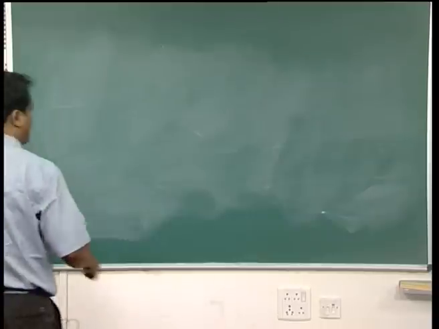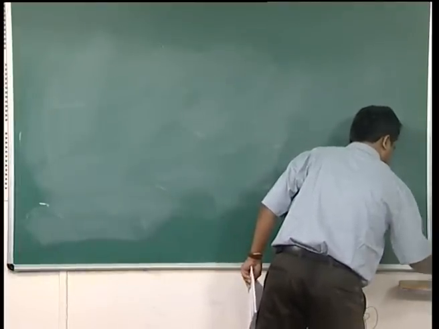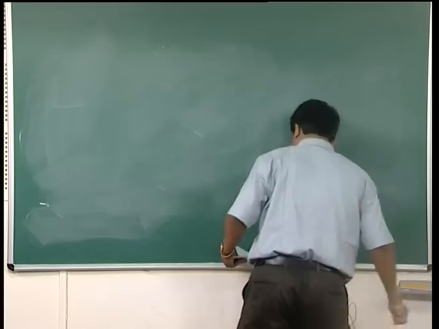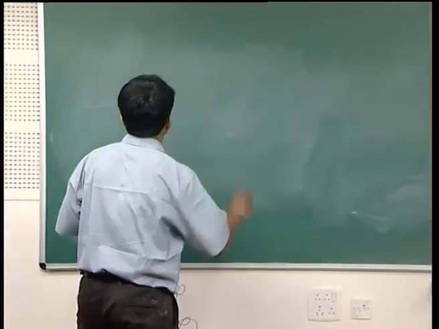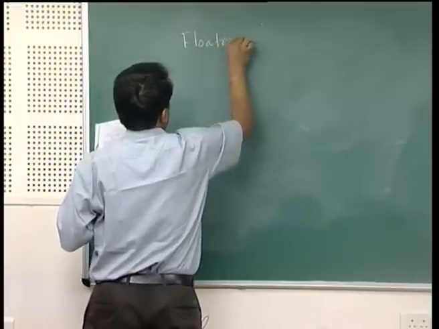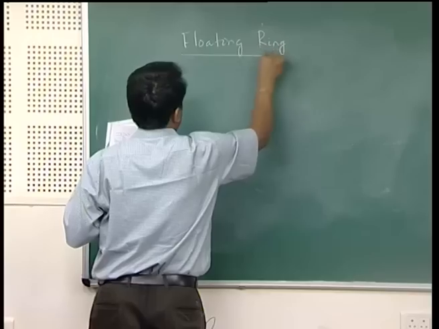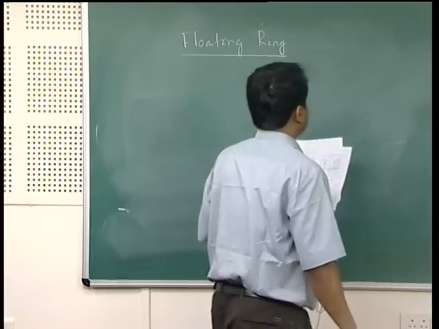Now, there are two consolidometer test apparatus available. One is the floating ring, the other is the fixed ring.